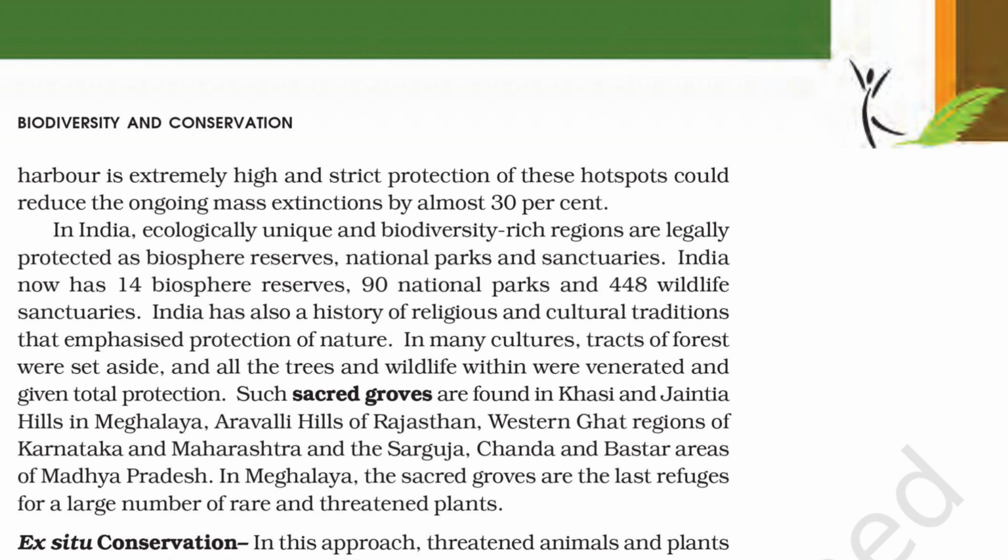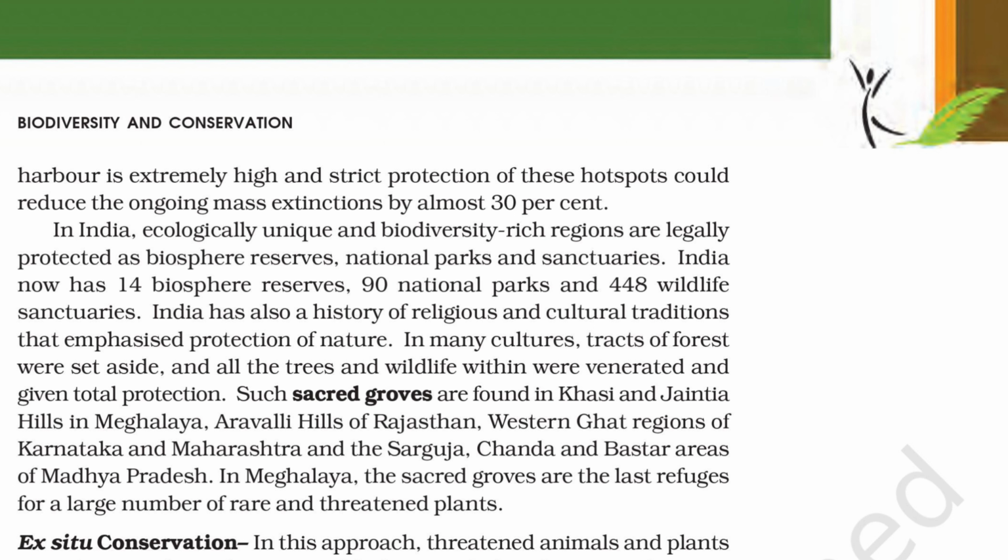India has also a history of religious and cultural traditions that emphasized protection of nature. In many cultures, tracts of forest were set aside, and all the trees and wildlife within were venerated and given total protection. Such sacred groves are found in Khasi and Jaintia Hills in Meghalaya, Aravalli Hills of Rajasthan, Western Ghat regions of Karnataka and Maharashtra, and the Sarguja, Chanda and Bastar areas of Madhya Pradesh. In Meghalaya, the sacred groves are the last refuges for a large number of rare and threatened plants.